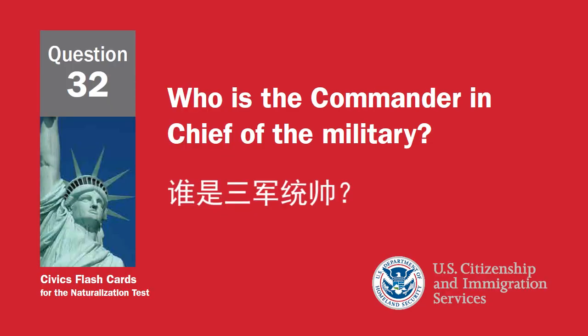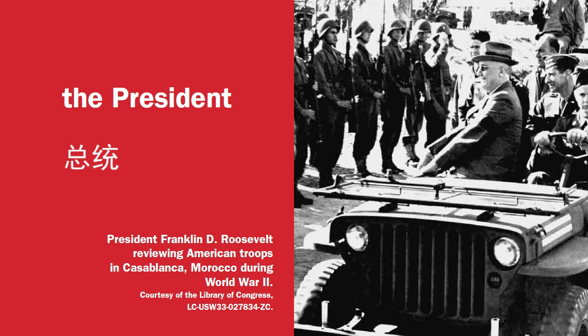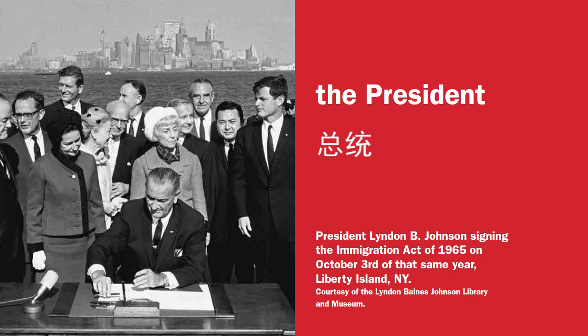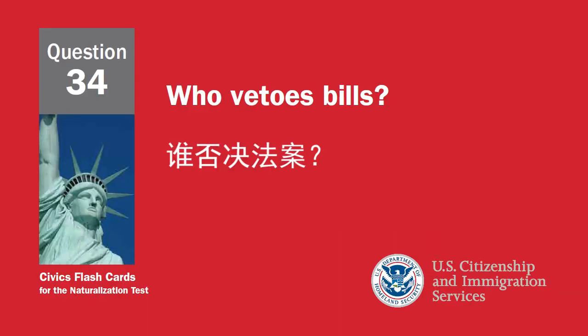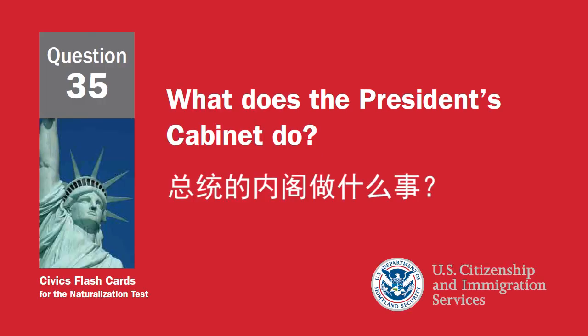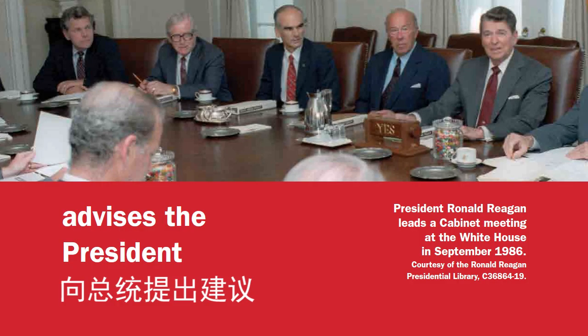Who is the Commander-in-Chief of the military? The President. Who signs bills to become laws? The President. Who vetoes bills? The President. What does the President's cabinet do? Advises the President.